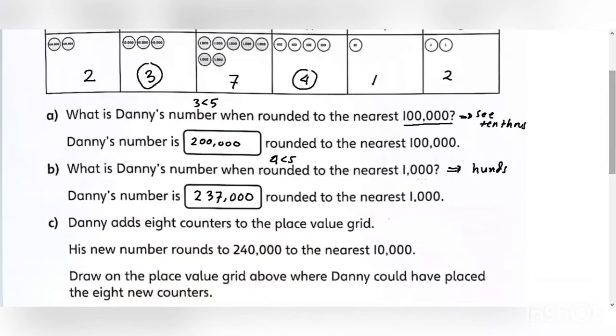Okay, the next one. Danny adds 8 counters to the place value grid. His new number rounds to 240,000 to the nearest 10,000. Draw on the place value grid above where Danny could have placed his 8 new counters. Actually, Danny has to add 8 more counters, right? Where can Danny add them? Let's see.